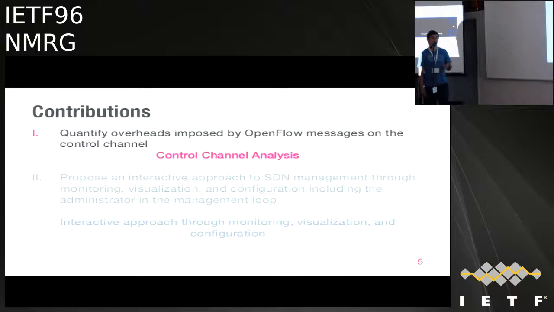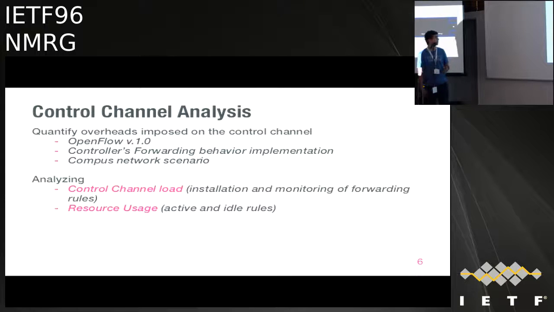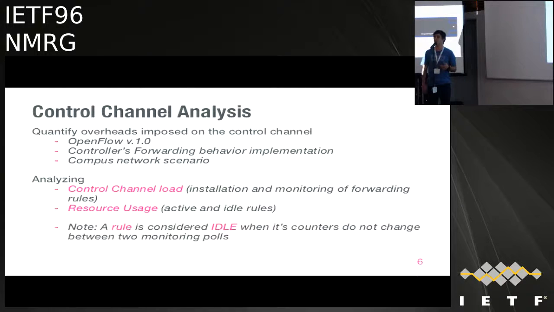So in our control channel analysis, we quantify the overheads imposed by OpenFlow 1.0, and we use the controller forwarding behavior implementation in a campus network scenario. We analyzed the control channel load metric related to the installation and monitoring of forwarding rules, and also resource usage related to active and idle rules. And it's important to emphasize that a rule is considered idle when its counters do not change between two monitoring polls.